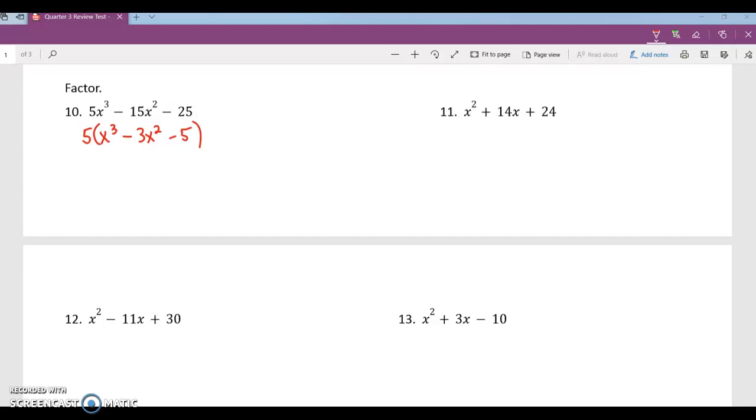This next group of problems are going to be factorable trinomials. So I'm looking for factors of 24 that add up to 14. And you might see it right away. I'm just going through systematically. 2 and 12, got it. So it must be x plus 2, x plus 12.